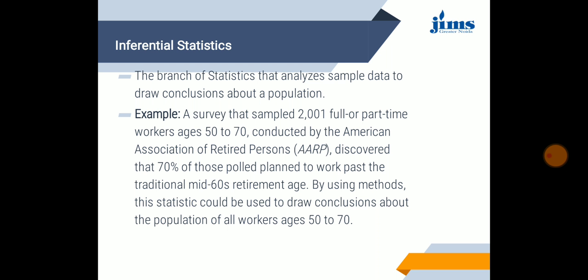By using this method, these statistics could be used to draw conclusions about the population of all workers aged between 50 to 70. So class, you can realize how inferential statistics works. In inferential statistics, we take a sample, and based on the calculations and the inferences drawn from this sample, we can draw a broad conclusion about the population.